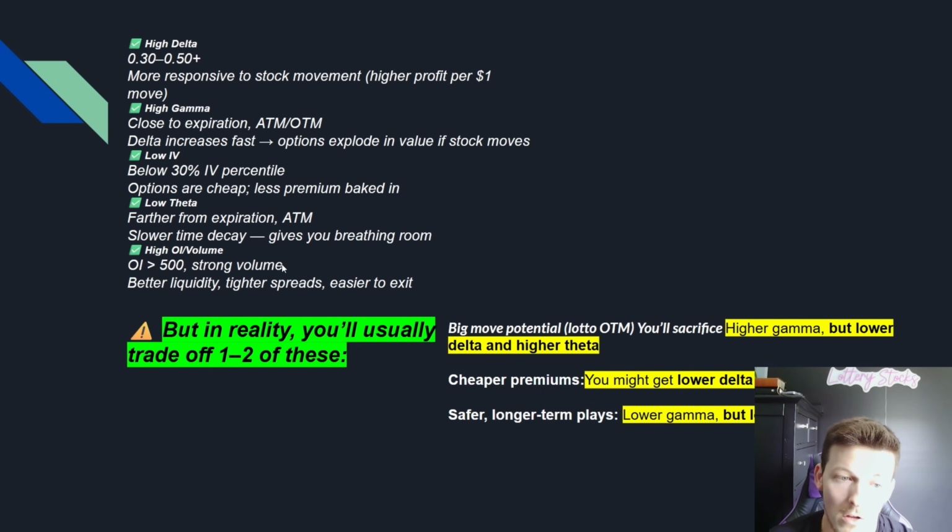High open interest or volume, obviously better liquidity, tighter spreads, easier to exit. What is tighter spreads? What is that? Because I didn't really talk about that. Better liquidity, tighter spreads, easier to exit.